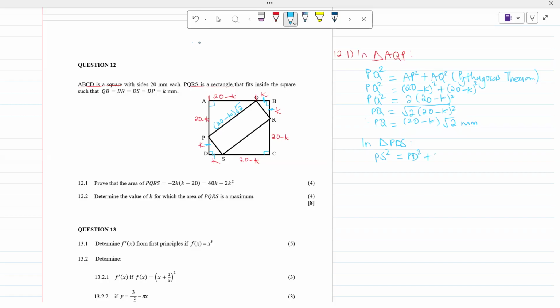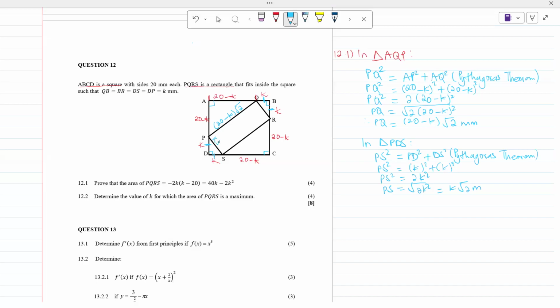And then PS squared is still the subject. This will become K squared plus, this will also become what? K squared. So this means PS squared will give me 2 times K squared. In which case, PS will give me the square root of 2 times K squared, which will give me K square root of 2 millimeters. So that's the distance of this, K times square root of 2 millimeters.